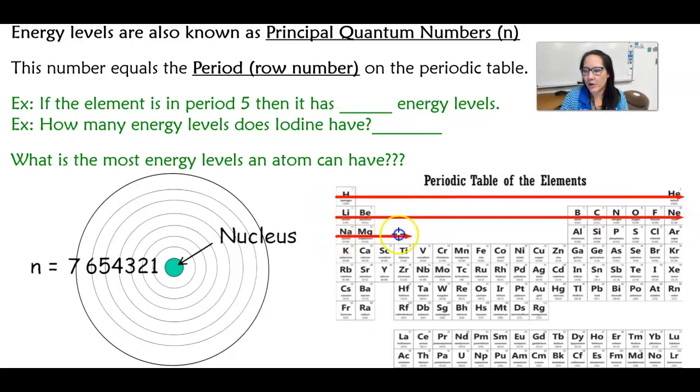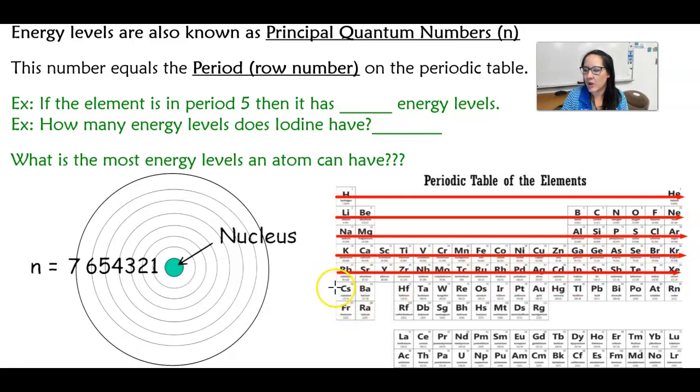Then any element on row 3 has 3 energy levels. Row 4 has 4 energy levels. Row 5 has 5 energy levels. Row 6 has 6 energy levels. And row 7, which is the last row, has 7 energy levels.